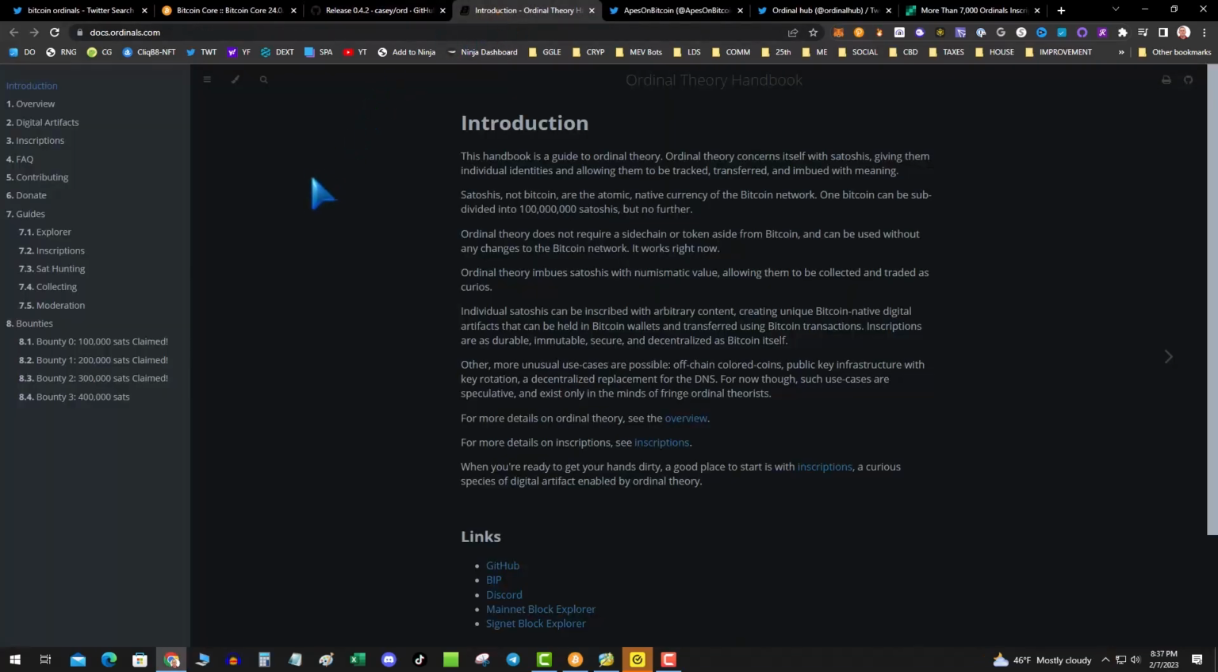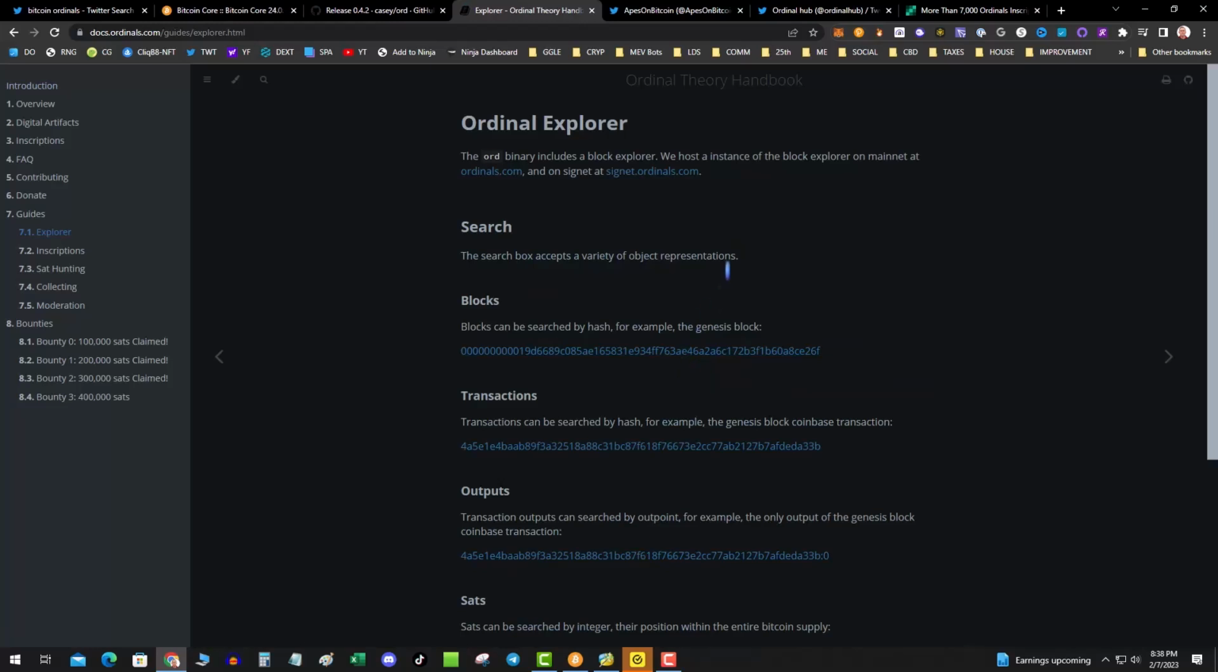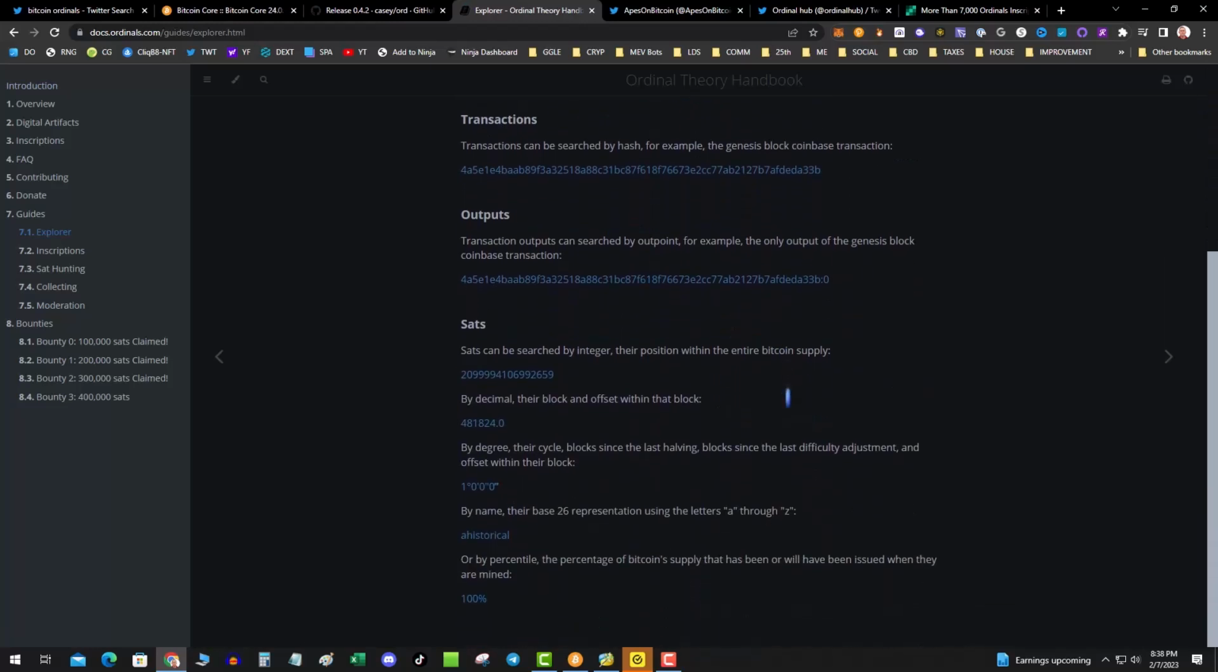Then there is a guide. Like I said, the ordinals have actually been around for a little bit, but they're extremely technical, and before this, it was very difficult to create one or just use one. Now, there's the overview, and it goes into some of the commands and tells you how to search blocks, transactions, outputs, sats. So the ordinal actually exists on a specific sat. All right, so we got that out of the way.